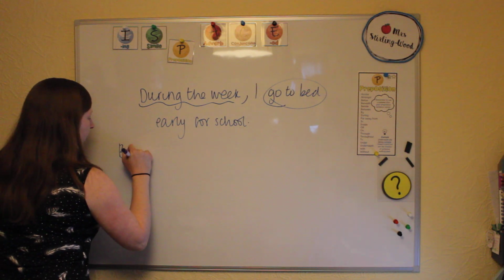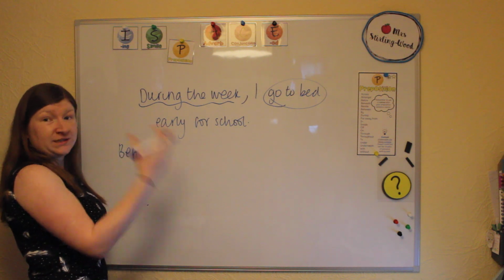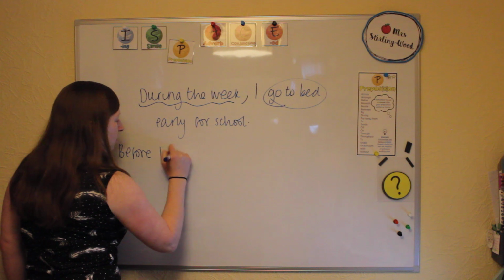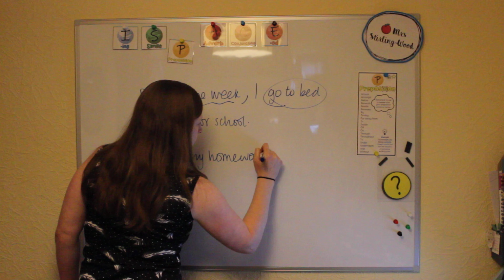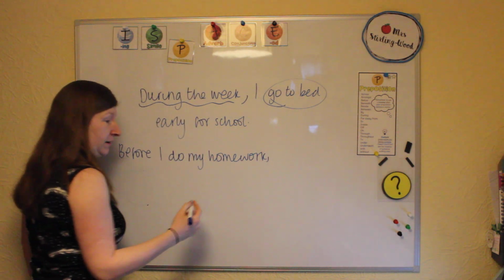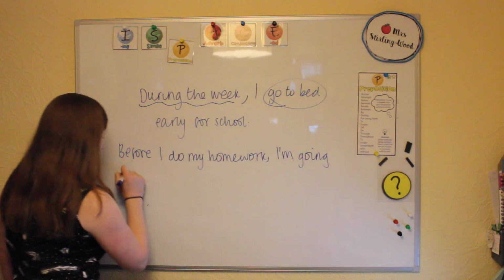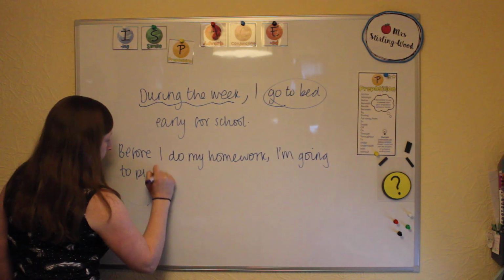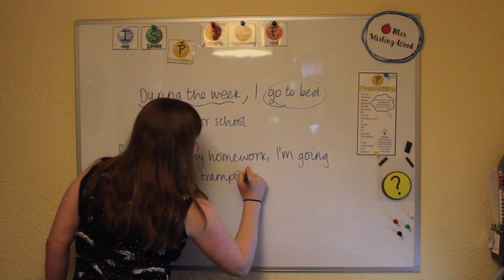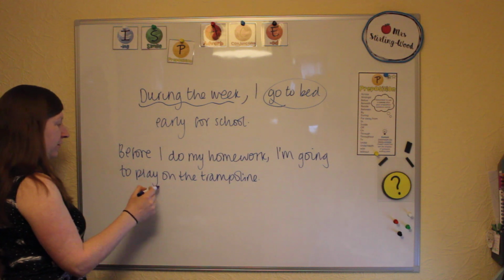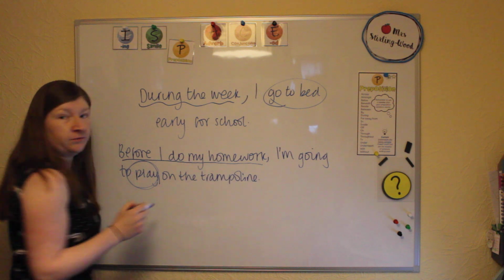Before I do my homework, here I've got two. I already know that I'm going to have an action that happens at a different time. So before I do my homework, there's another action happening here. I'm going to play on the trampoline. Okay, so playing on the trampoline, this action here is going to happen before the homework gets done.